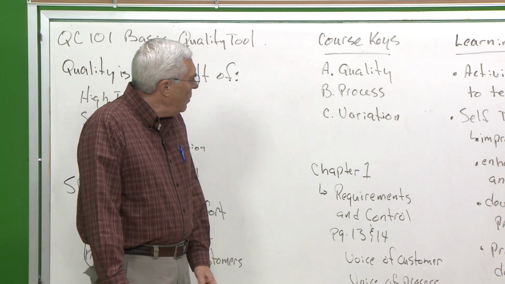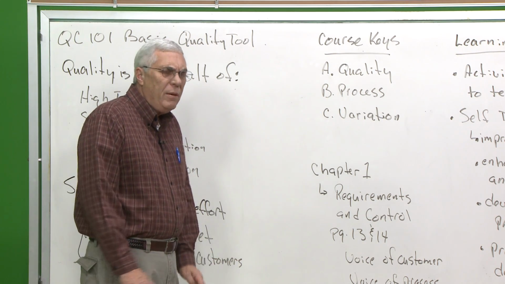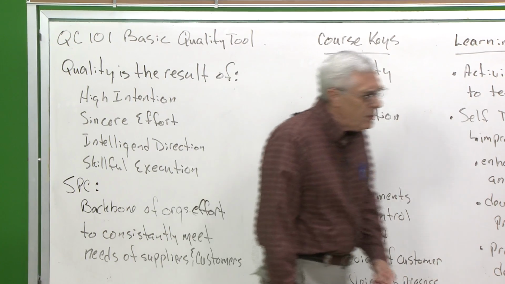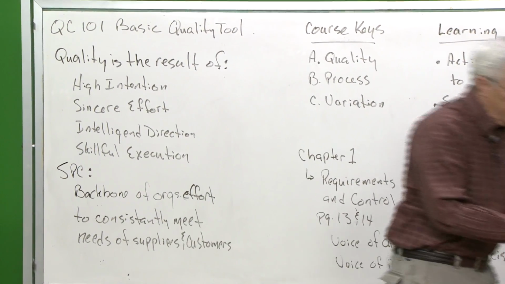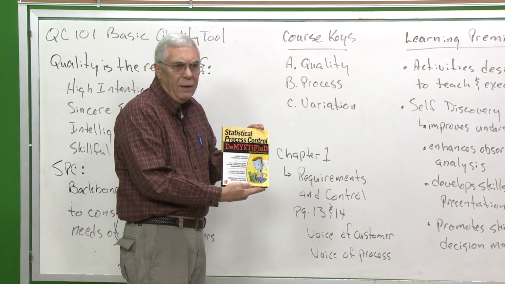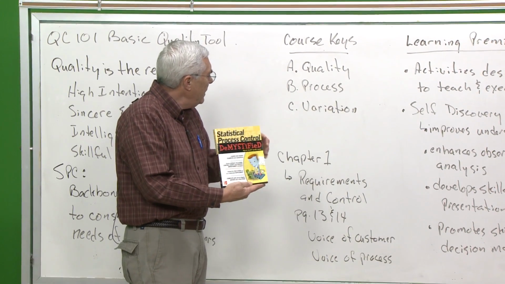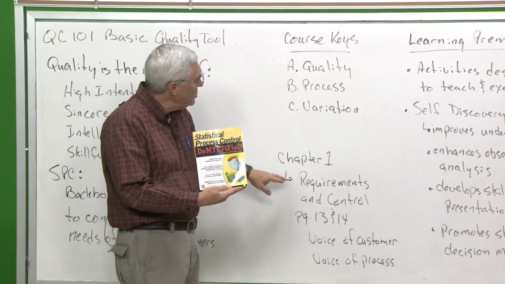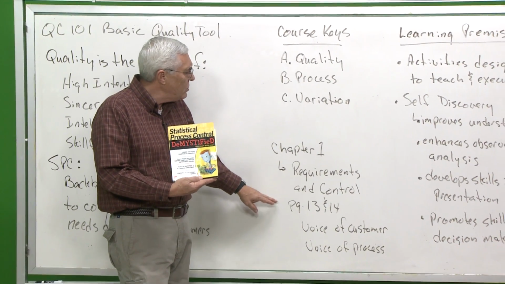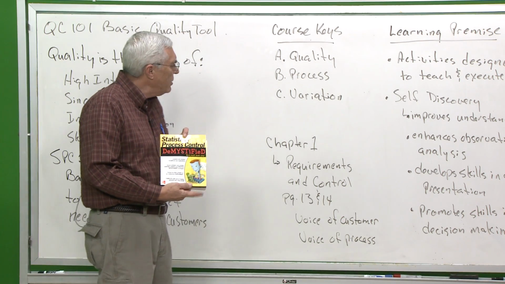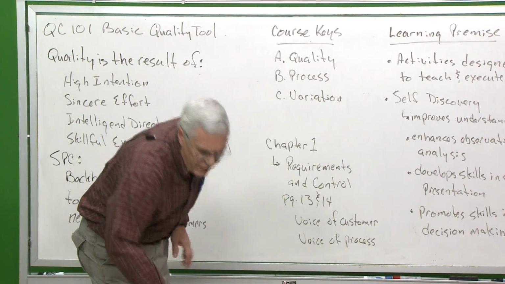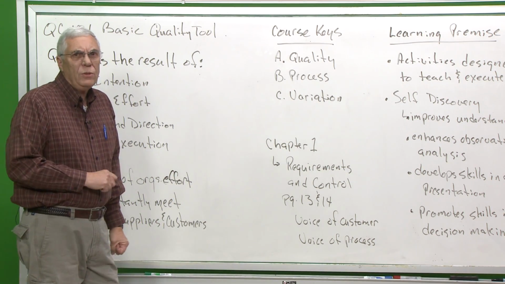What I'd like you to do early on, in fact maybe one of the first things I'd like you to do is in the text, and we're using Paul Keller's Statistical Process Control Demystified. This will be the text. And in Chapter 1, there's a section called Requirements and Control. And I want you to pay particular attention to pages 13 and 14, where Keller talks about voice of the process and voice of the customer. So before you start reading other materials in the book, that's what I want you to initially look at.